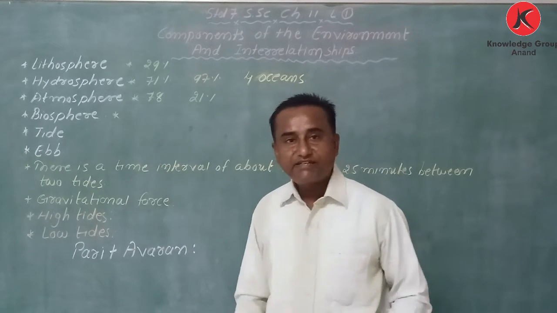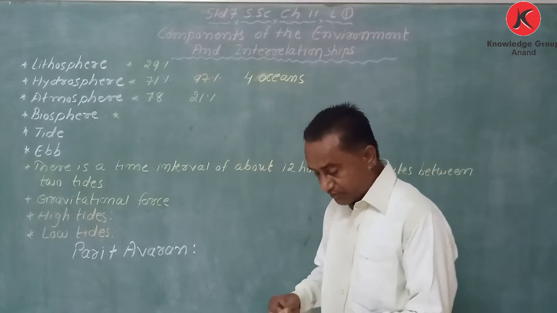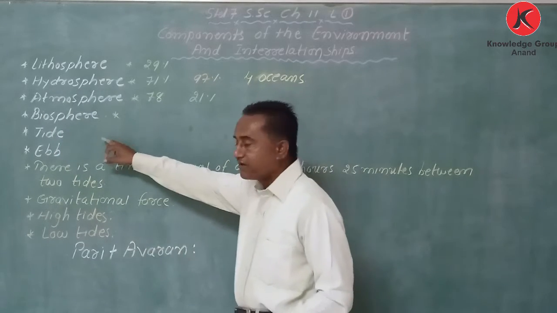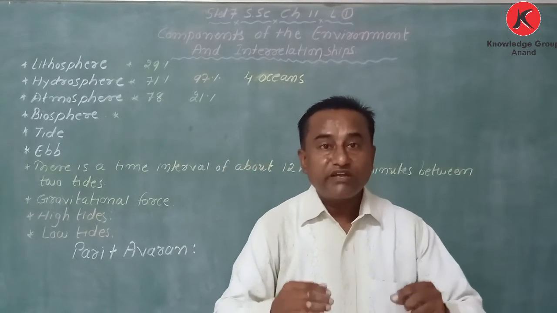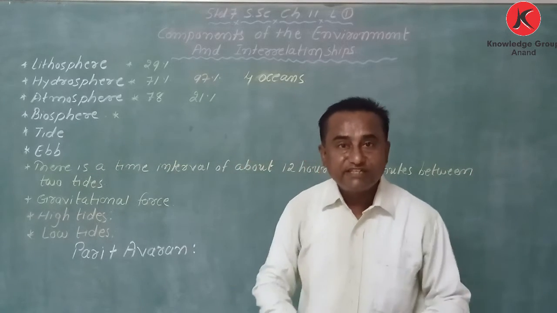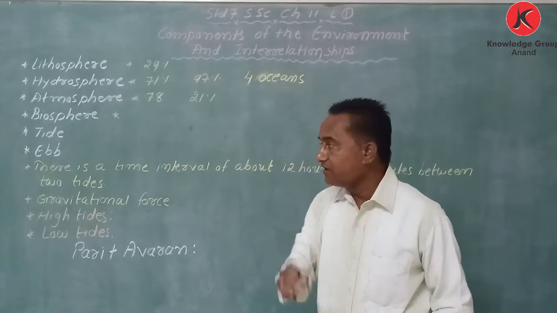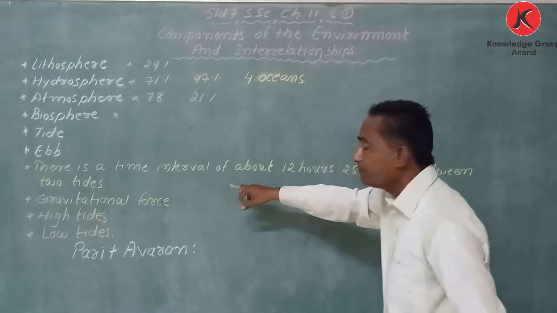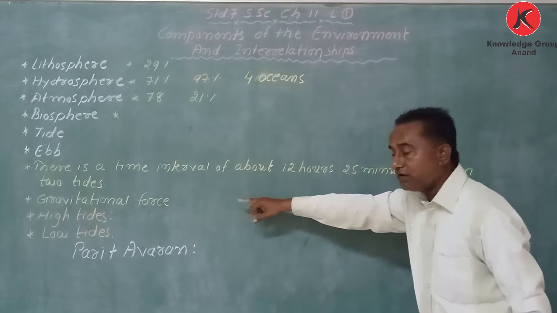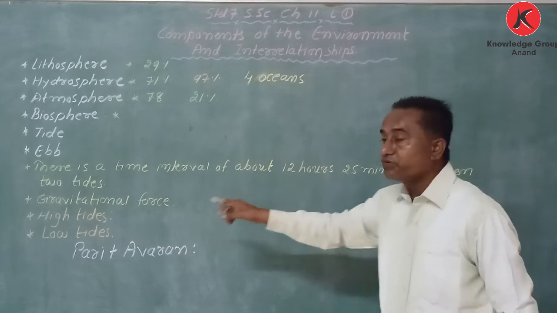Now what is called a tide? When the water of the sea rises, that is called a tide. And ebb, when it recedes, that is called ebb. And my dear student, here we can say there is a time interval of about 12 hours and 25 minutes between 2 tides.